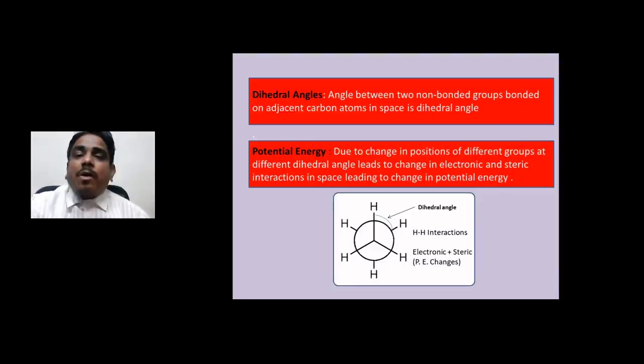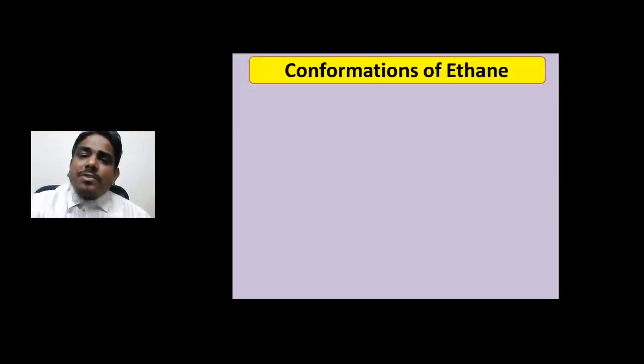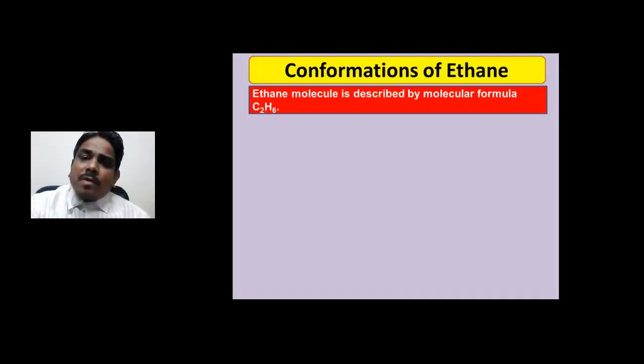In conformational isomerism, a molecule can be described by Newman projection formula, Sawhorse notation, dihedral angle, and the potential energy. So with this knowledge, we are moving ahead. The conformation of ethane. This is the molecular formula of ethane.